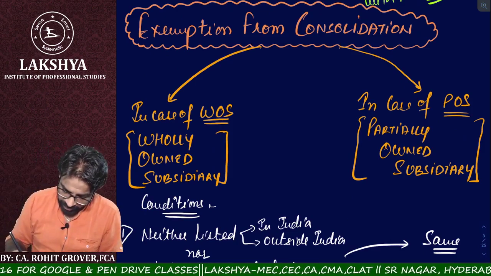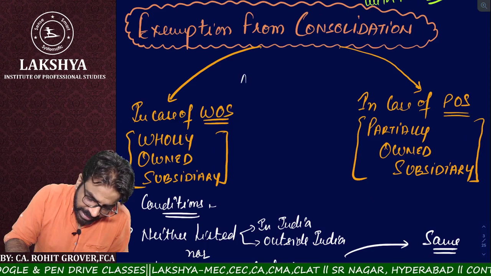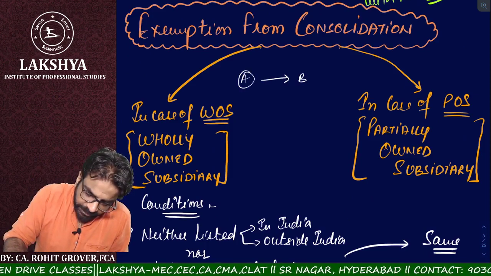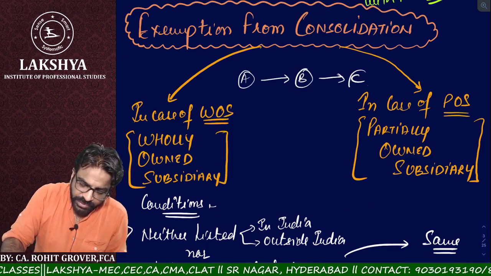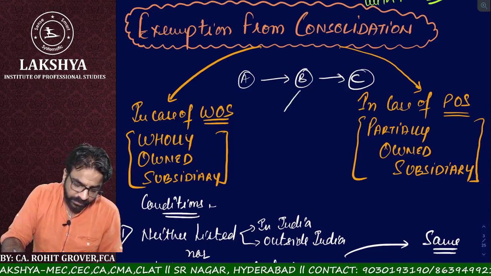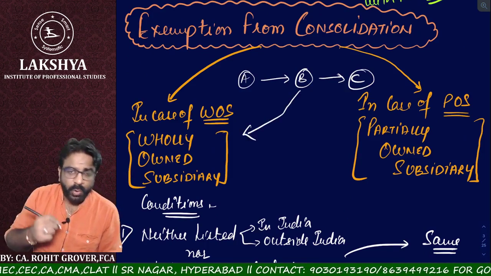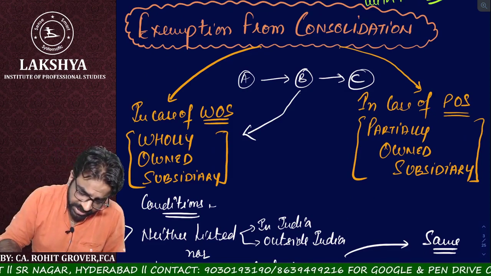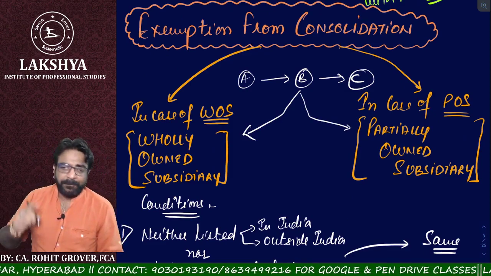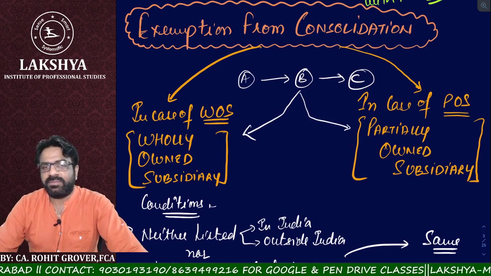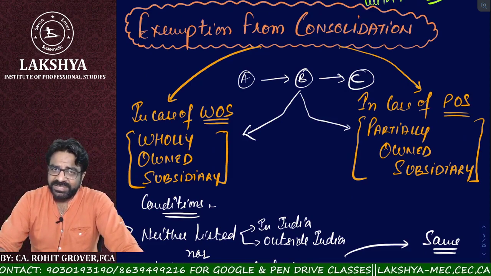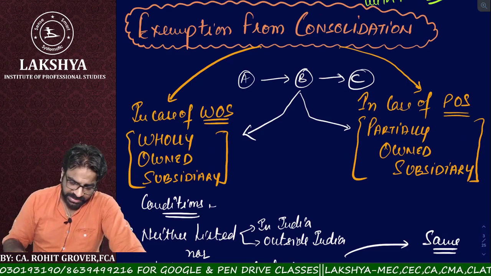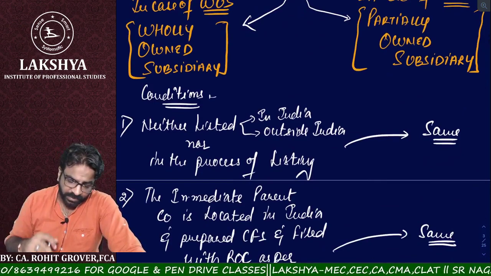Are you getting the point or not? So let me write an example here. A, B, C. So we are talking about B. B as a wholly owned subsidiary, when will it get the exemption from the consolidation, and B as a partially owned subsidiary, when will it get an exemption? We have already discussed this in 129. Again, we are discussing it here. Now let's understand without wasting the time.